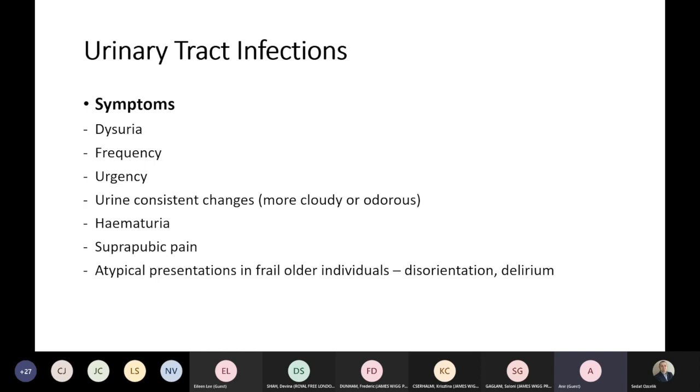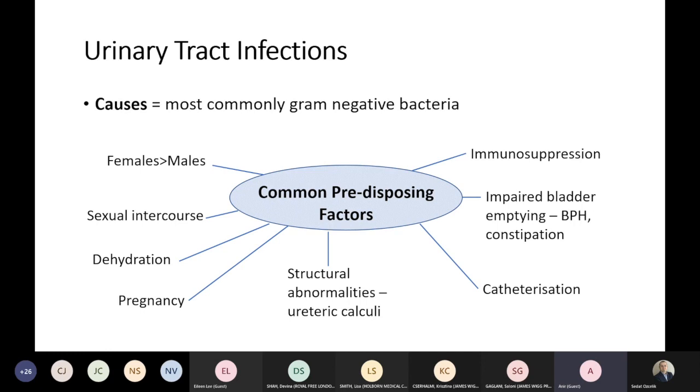It's also important, though, to think about urinary tract infections in our older population, where they may not present with your typical symptoms. It's important to think about in those patients who may be deteriorating cognitively over a number of weeks, or who present with an acute confusional state, so thinking about delirium or disorientation in frail older individuals. Next slide. Okay, so what are the common causes of urinary tract infections?